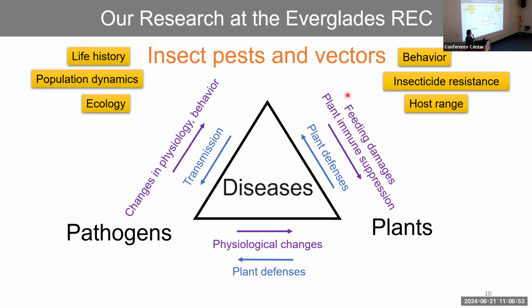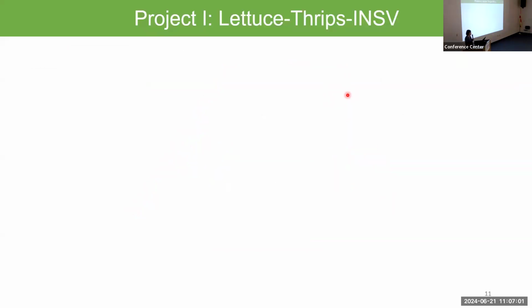And our goal is to use this knowledge to help growers to protect their crops from the disease and vector problems. So the first project we are working on is the lettuce thrips, the INSV system.